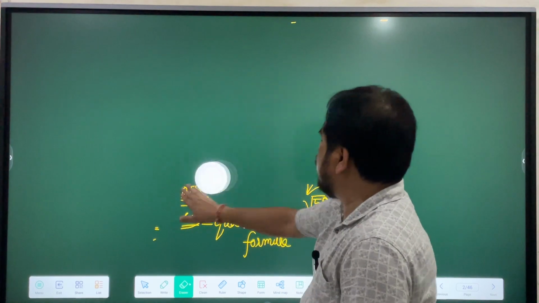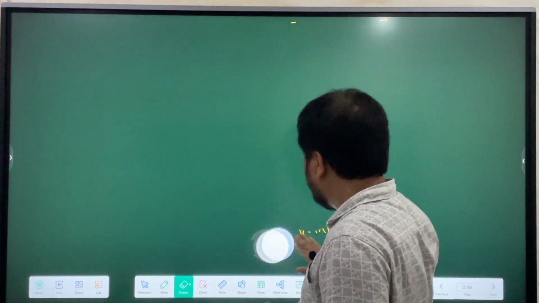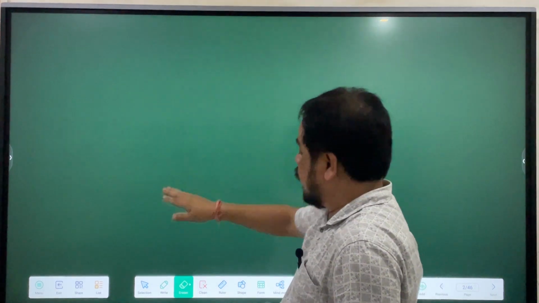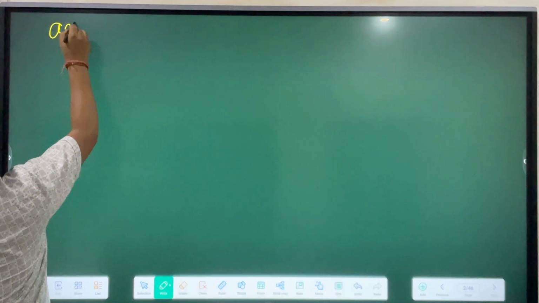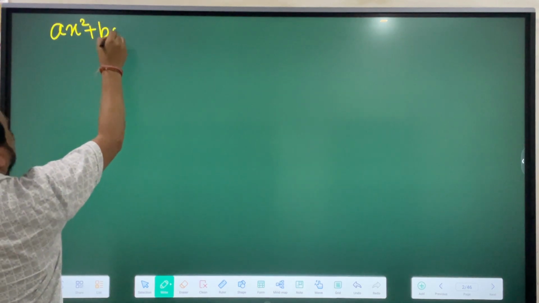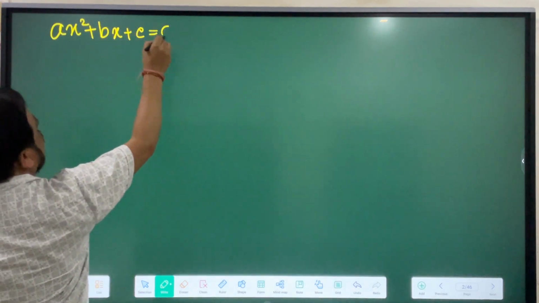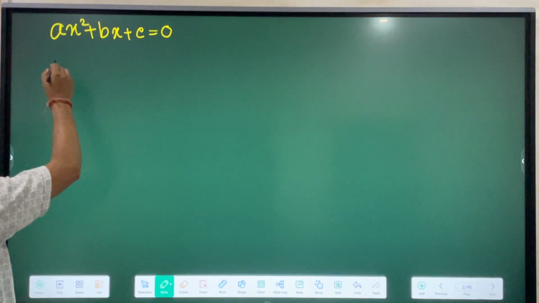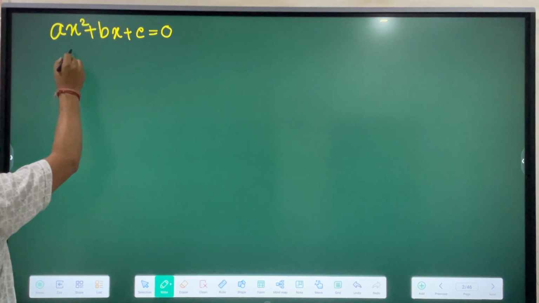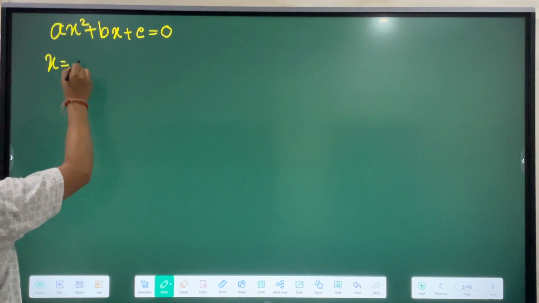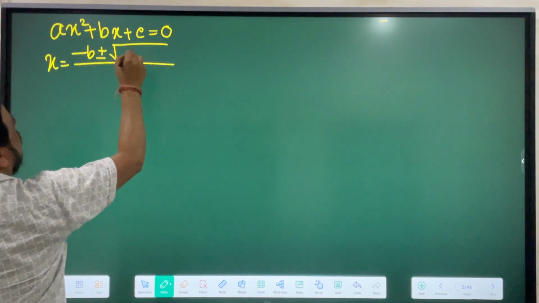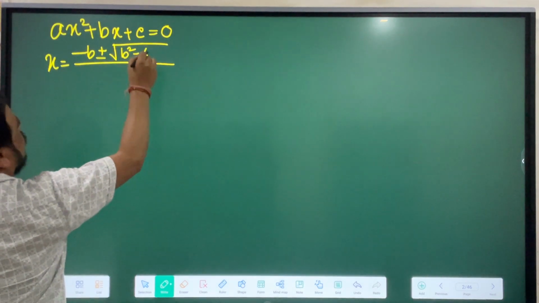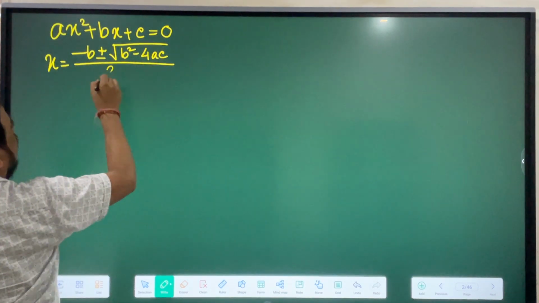you can write it by pausing the video. You can pause the video and, if you are able, you can write it. So what have we got? The general form of a quadratic equation, ax square plus bx plus c equals 0. And one more thing we have got, that formula, the quadratic formula: x is equal to minus b plus minus square root of b square minus 4ac, by 2a.